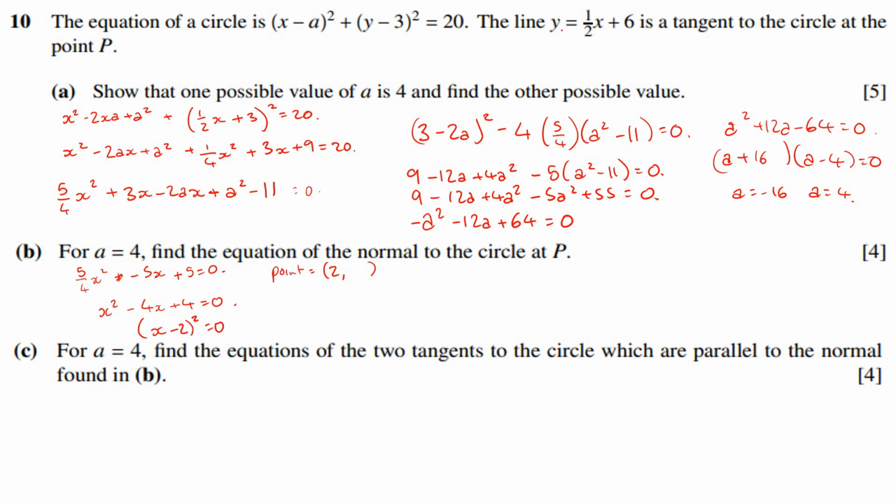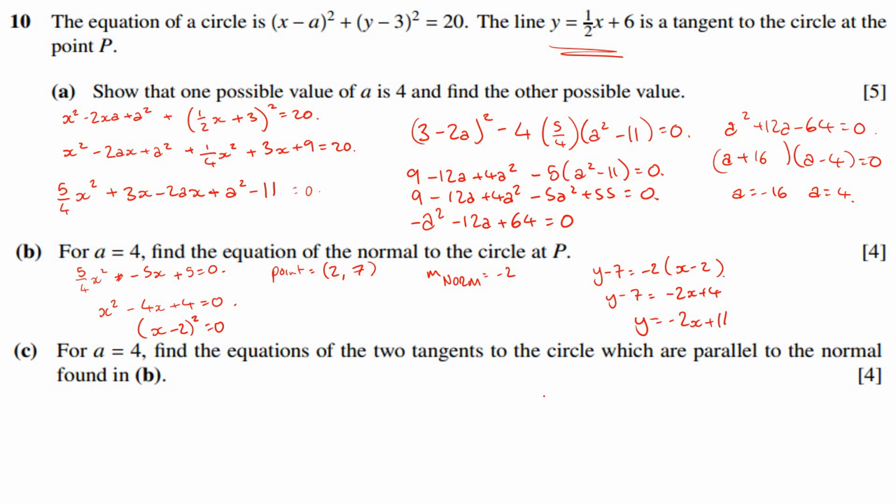Now that satisfies here. So half of 2 is 1 plus 6 is 7, okay? So the tangent line and the circle meet at the point 2, 7. The normal will be a perpendicular gradient to this, so the m of the normal will be negative 2, passing through that point there. Okay, so this will be y minus 7 equals negative 2 lots of x subtract 2. This will be y subtract 7 equals negative 2x plus 4. Y equals negative 2x plus 11.